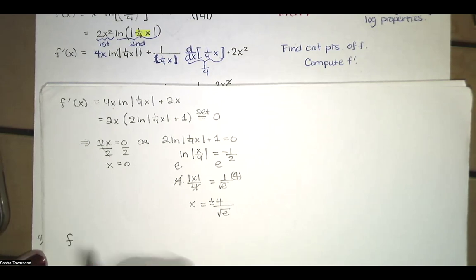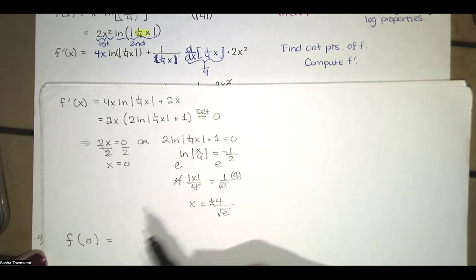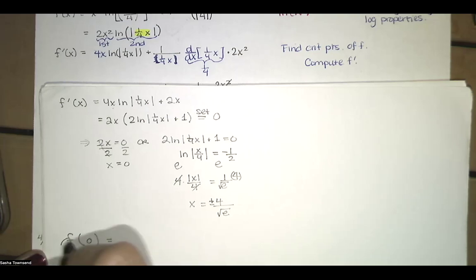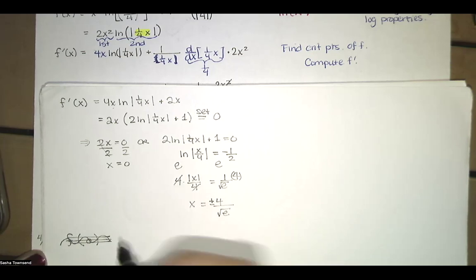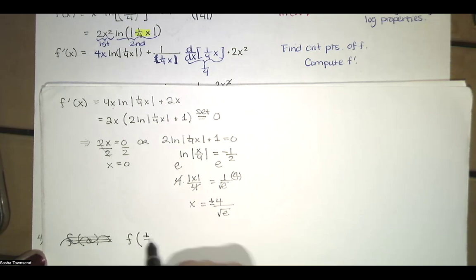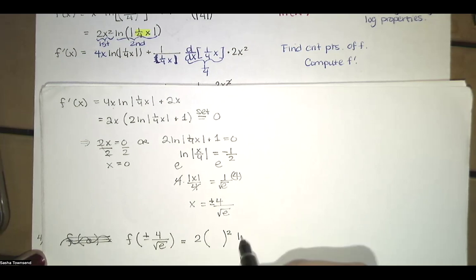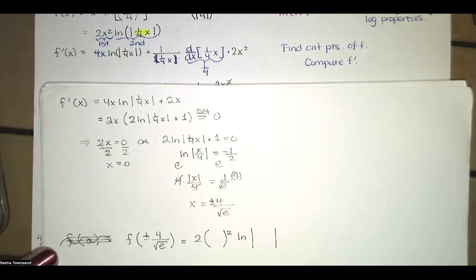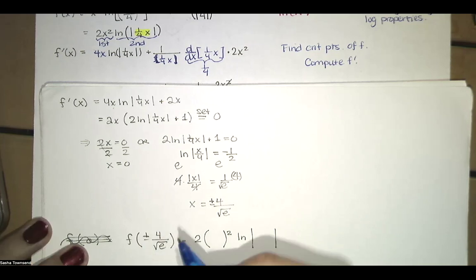Now, if we evaluate f at 0, well, actually, we can't evaluate f at 0, right? Because the log of 0 is undefined. So I can't do that. But we can take the limit as x approaches 0, and we'll do that in a moment. And then we can also substitute x equals plus or minus 4 divided by the square root of e. So f is 2x squared times natural log of the absolute value of our input value. So we're going to input plus or minus 4 divided by the square root of e.